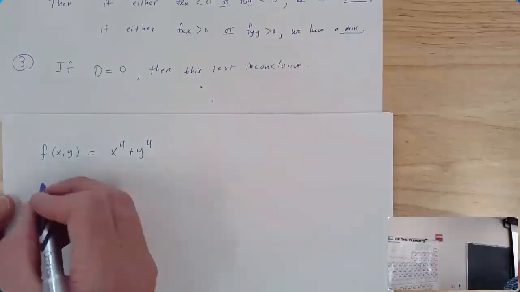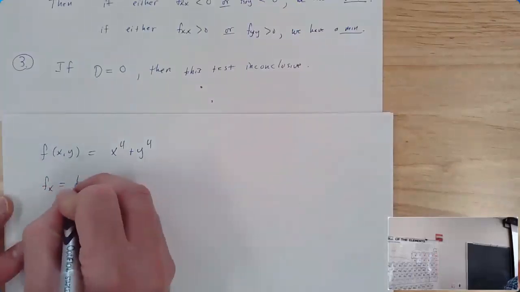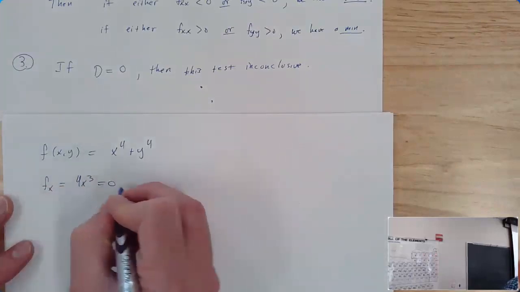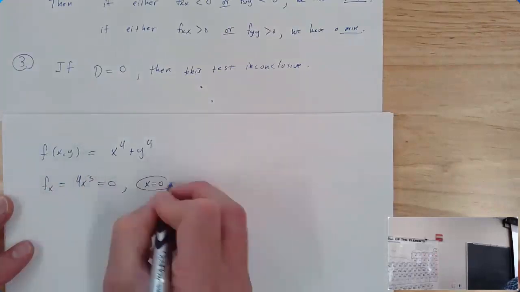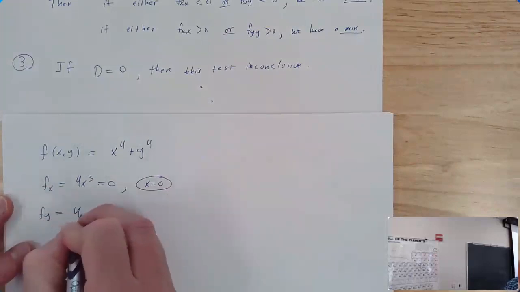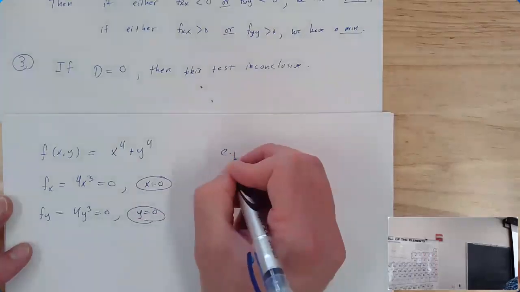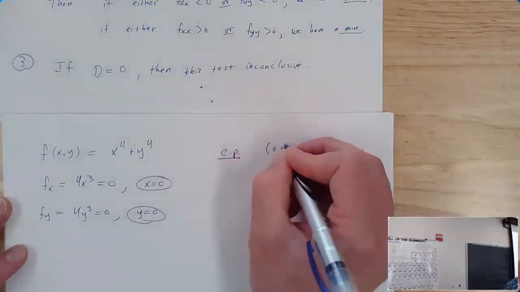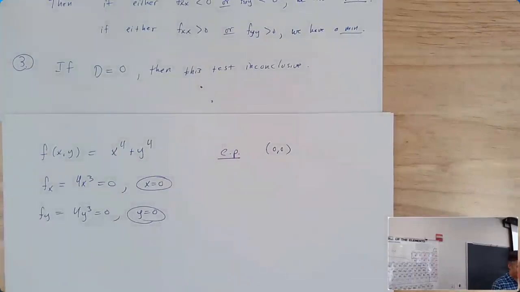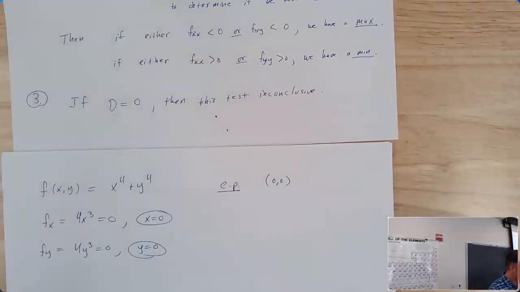So I'm going to find my critical values. My fx partial is 4x cubed. Set that equal to 0. I get x equals 0. My fy partial is very similar, 4y cubed. I set that equal to 0. I get y equal to 0. So my only critical point is the point 0, 0. Now let's calculate D. The difference between this example and our first example is that our first example was not very exciting because all of our partials were constant, so there wasn't actually a place to plug in your critical point. But in later examples, we'll see that you actually have variables showing now.